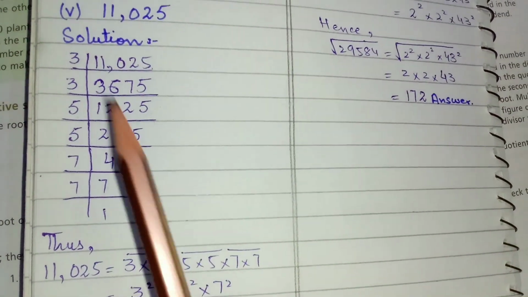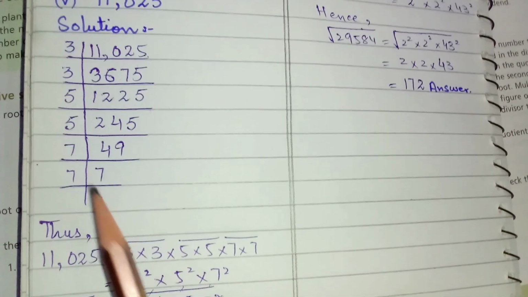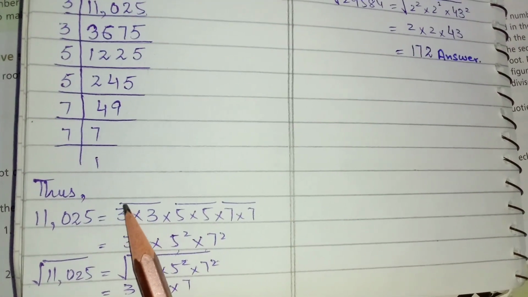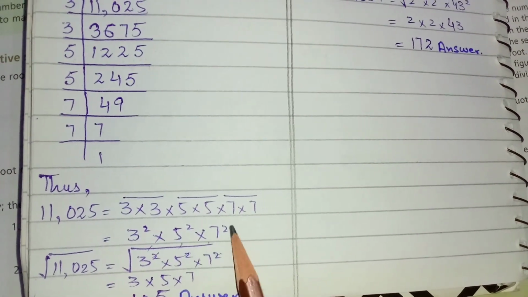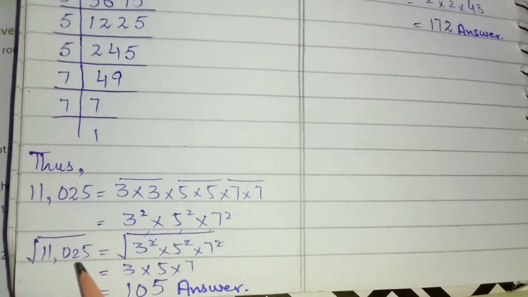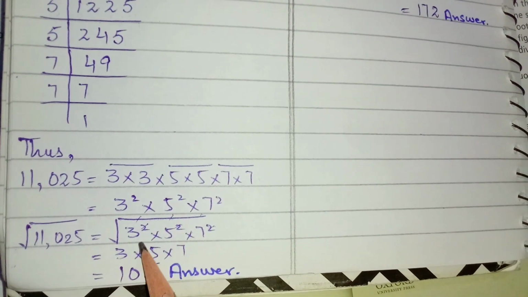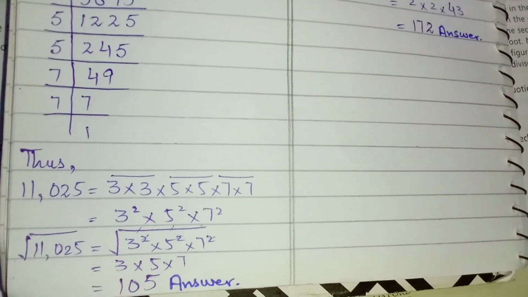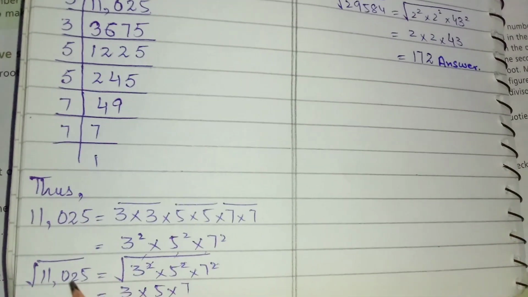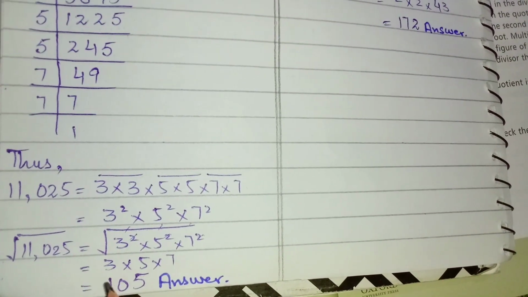So 11025 is equal to 3 multiplied by 3 multiplied by 5 multiplied by 5 multiplied by 7 multiplied by 7. So we have to make the pairs: 3 pair, 5 pair and 7 pair, that is equal to 3 square, 5 square and 7 square. Now we have to find the square root; all the squares are cancelled with the square root. So 3 multiplied by 5 multiplied by 7 is equal to 105. So 105 multiplied by 105 is equal to 11025, and 11025 is the square of 105.